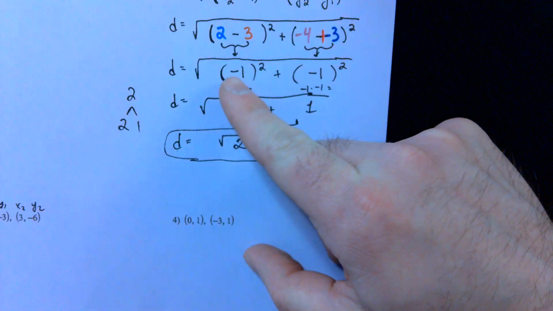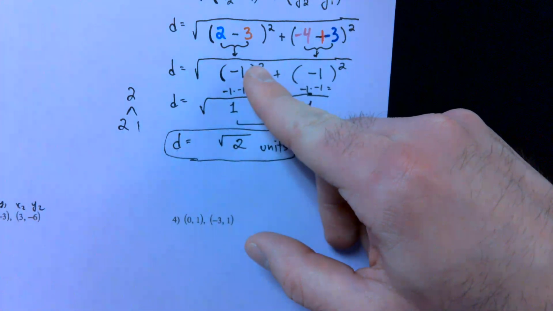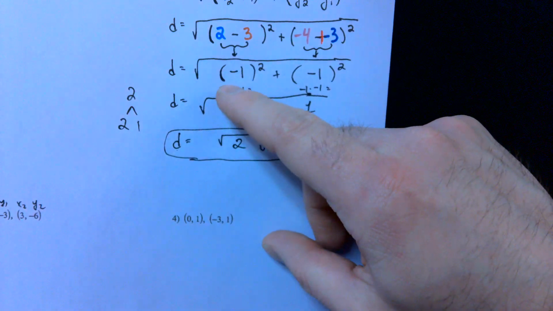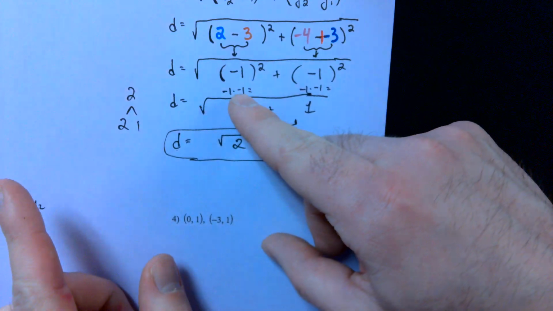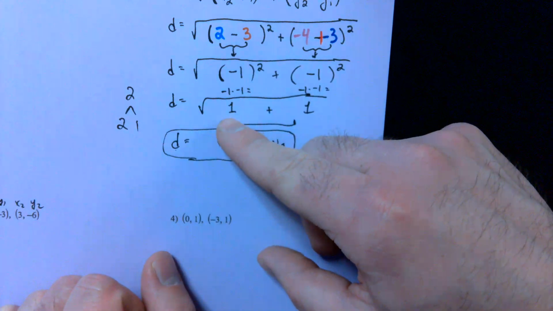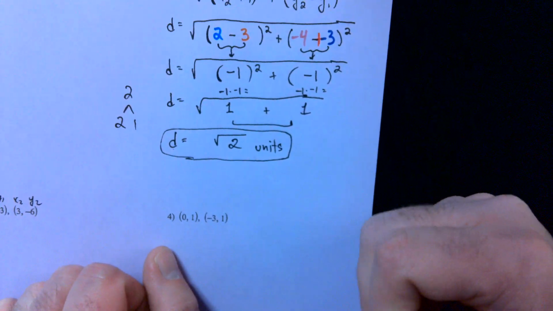Good question. This negative 1 here, I need to square it. Right? So when I'm squaring something, I'm multiplying it by itself. Well, if it's negative 1, then I'm doing negative 1 times negative 1, which is what? There we go. That's how we got the positive 1. And it's the same thing over here, so I get another positive 1. Yeah.